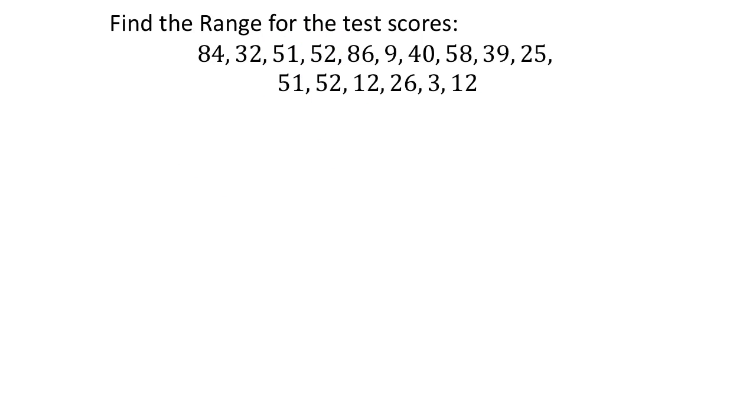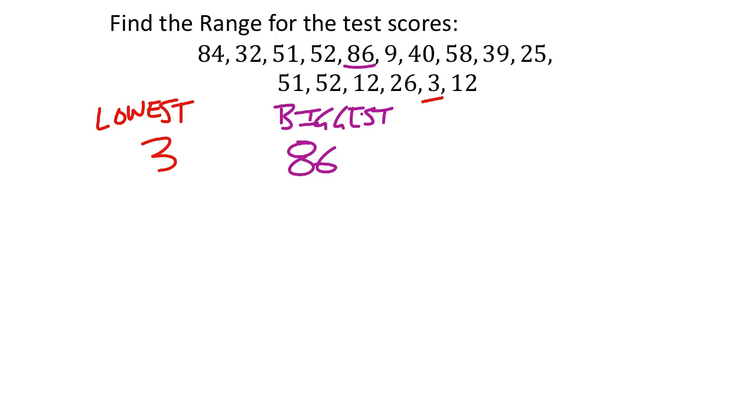All right, and finally, the range for these test scores. Let's see. I guess that's the same test scores, huh? So I would just want to find the lowest number. Now, I would usually list this from least to greatest, but I'm running out of time here. The lowest number I see is 3. Okay, it's my lowest. And I also want my biggest number. And I see an 86 there. I don't see any numbers bigger than 86. So my highest or biggest number is 86.